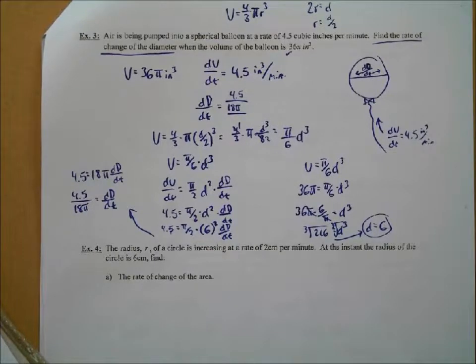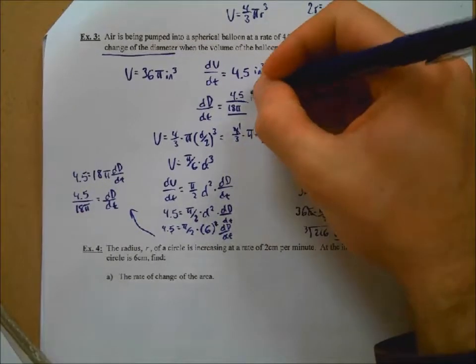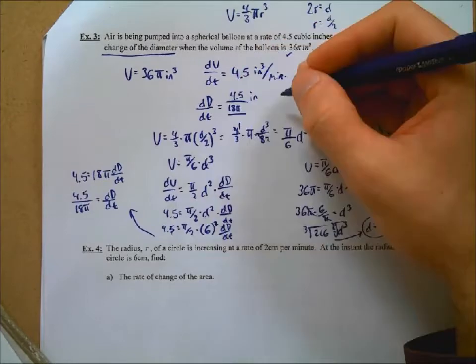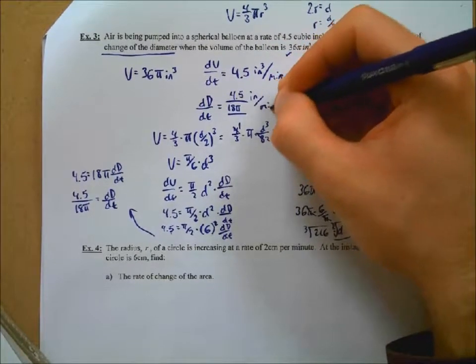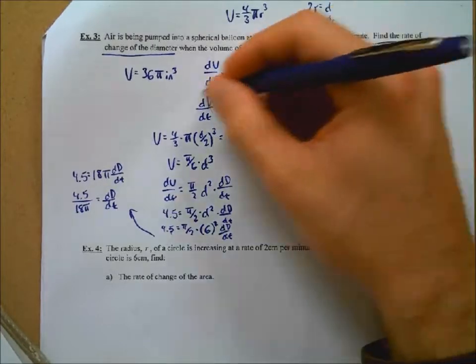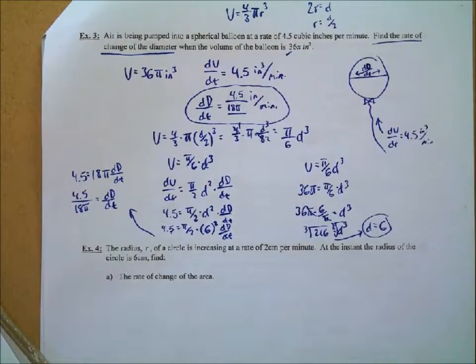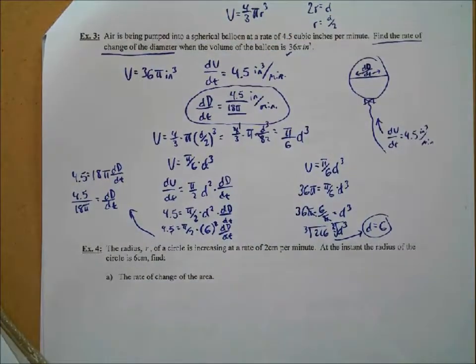Well, what are the diameter's units? Inches. And then what are the time units? Minutes, right? So inches per minute will be what the rate of change of the diameter's units will be: inches per minute. Okay? Questions on any of that? Yes?